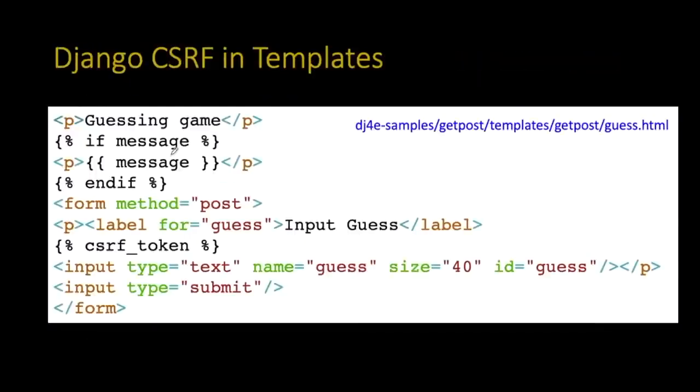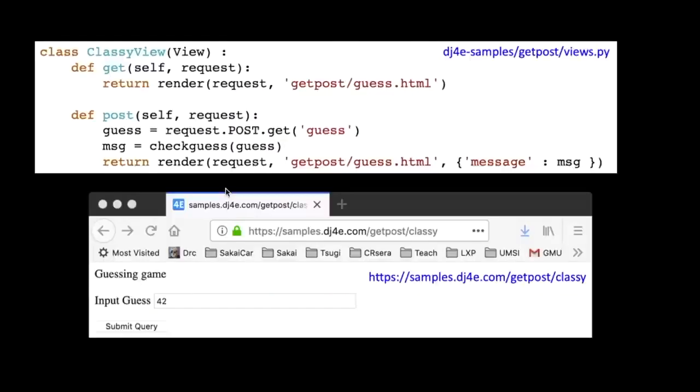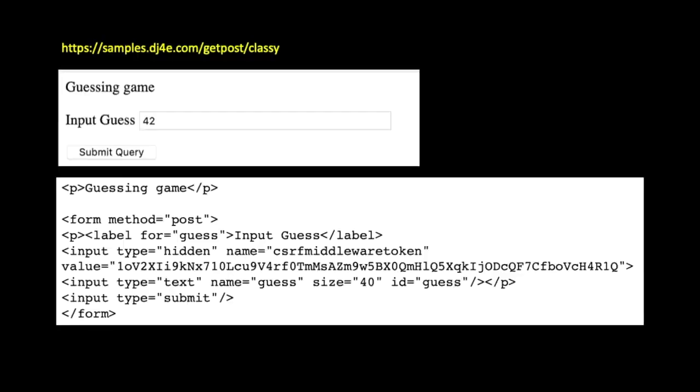So you'll notice I've surrounded this by an if, so that if message is false or not present, then it doesn't put anything out. But if it is, it actually puts the message out. And so out comes the guess. And so this is what it looks like when we do a get request, right? We see this. Then we're going to see all this stuff.